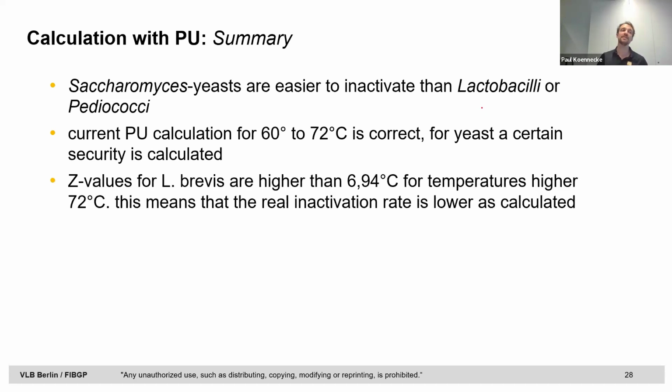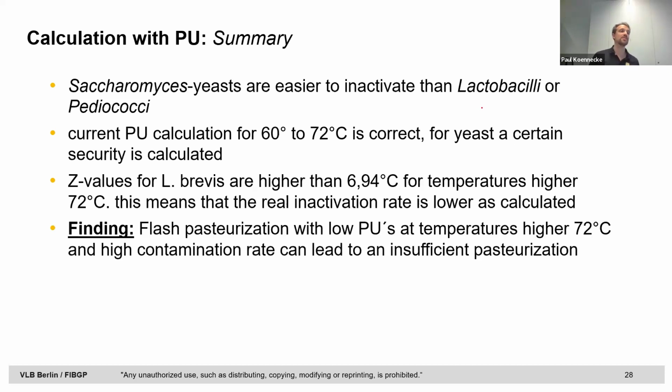Z values, for example for Lactobacillus brevis, are sometimes higher than 6.94 for temperatures higher than 72 degrees. This means that our real inactivation rate is sometimes lower than calculated, and we have to know this. For example, when your quality control tells you, okay, we have this specific microorganism, we have a Lactobacillus brevis infection, probably just go a little bit higher with your pasteurization units than you normally do, just to be sure.